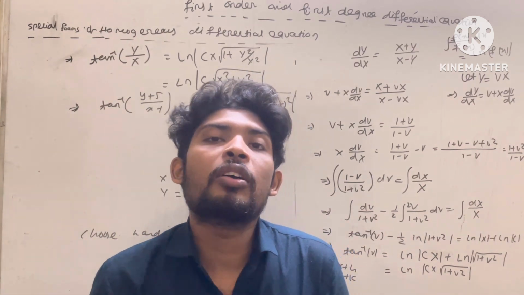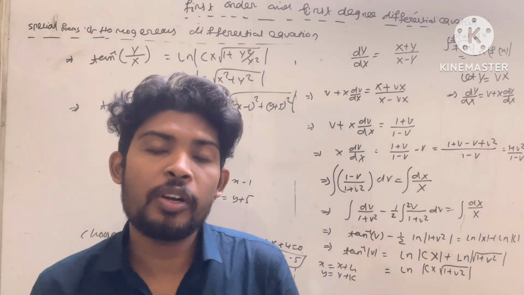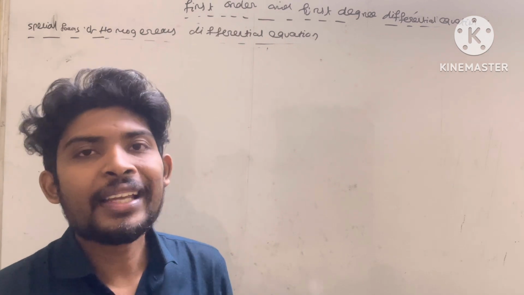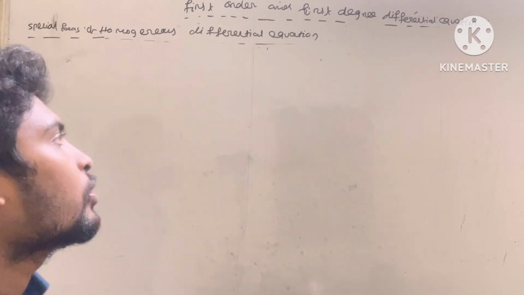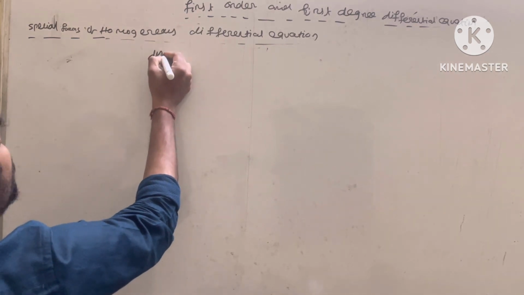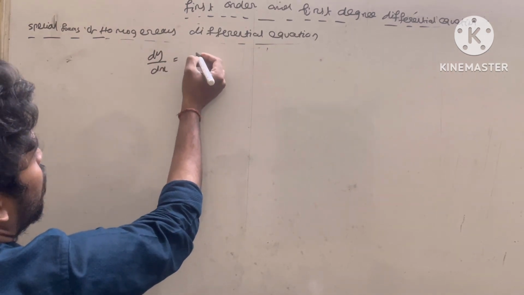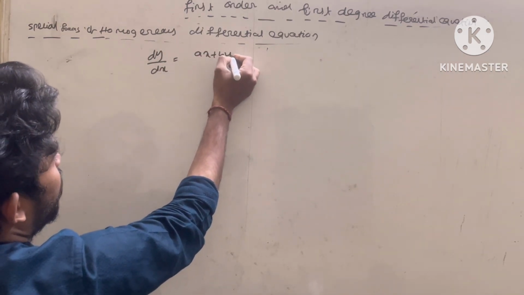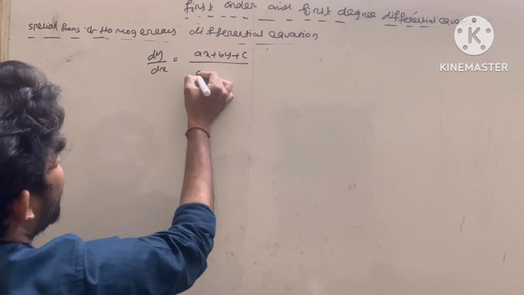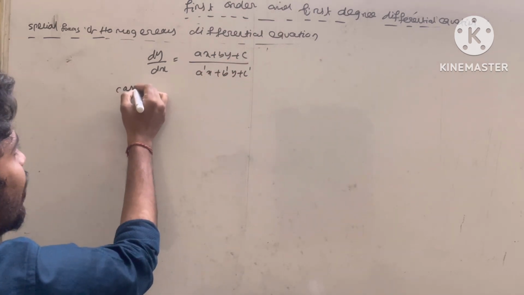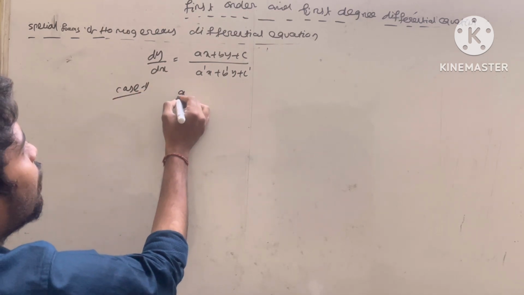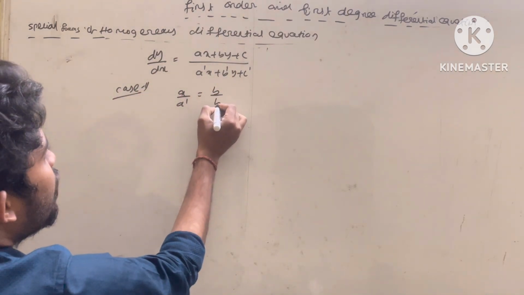Now we have to take the second case. Look at the second case here. The second case of the special form of homogeneous equation is quite easier. Look here: dy by dx is (ax plus by plus c) divided by (a dash x plus b dash y plus c dash). Here case 2 is the case where a by a dash is equal to b by b dash, right?